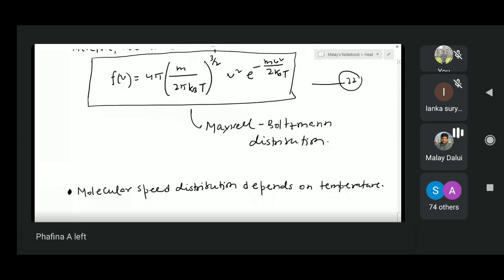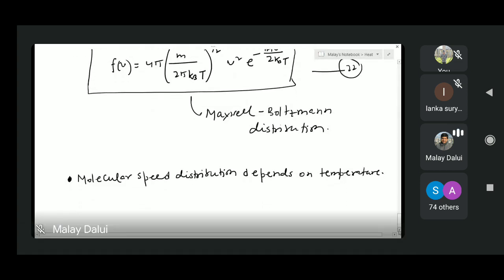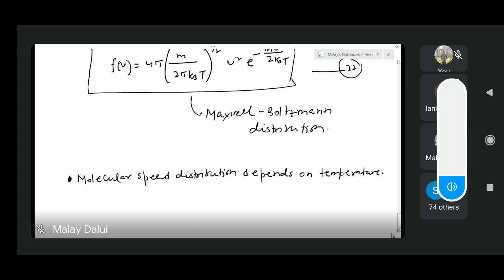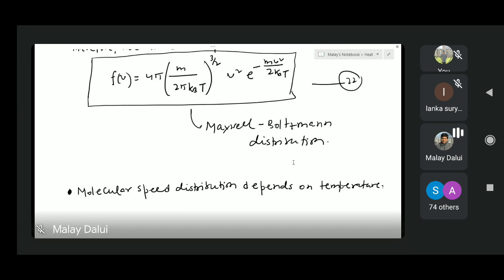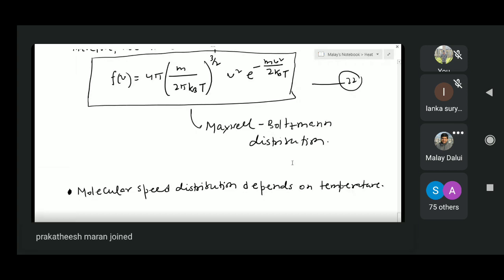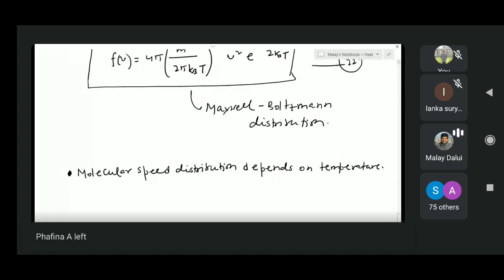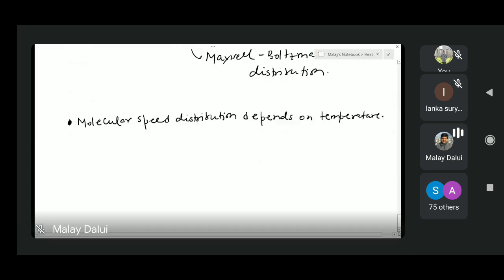Once we want to plot it, temperature is a parameter. Depending on temperature, the distribution will look different. If you increase temperature, as can be seen here, more molecules have higher speed. If we go to low temperature, then the majority of the ensemble of molecules will have lower speed. So in that sense, temperature acts as a parameter in our distribution.